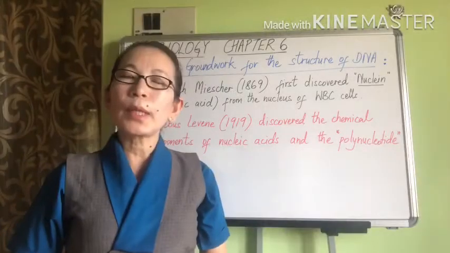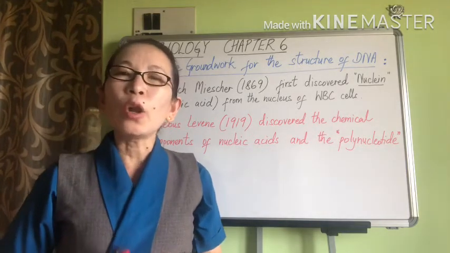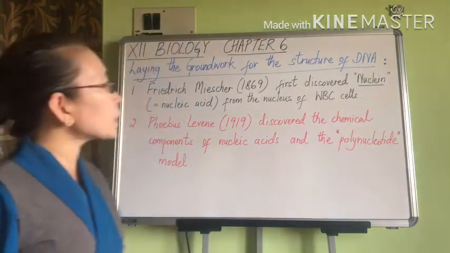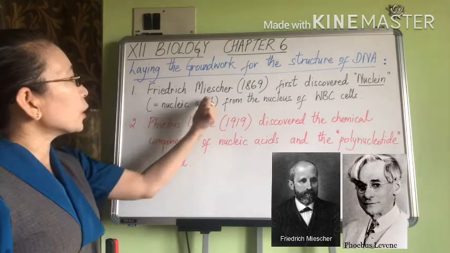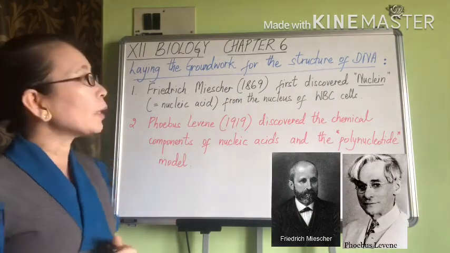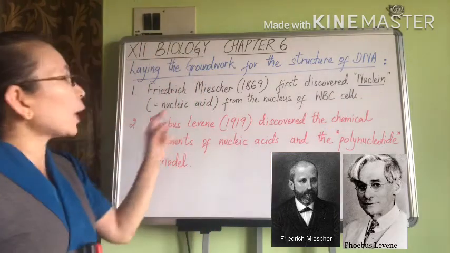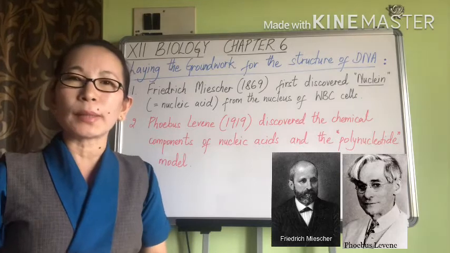The discovery of the double helix structure of DNA was the collaborative research and contributions from lots of scientists. Although many people don't realize it, the first piece of the puzzle was solved by a Swiss physician named Friedrich Miescher in the year 1869, when he first isolated and discovered nuclein, which is now known as nucleic acid, from the nucleus of pus cells or WBC cells.